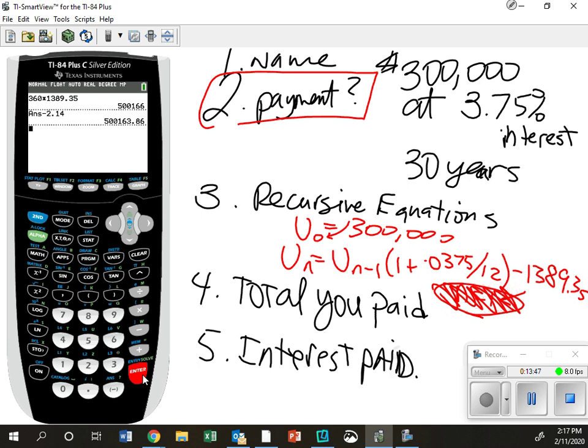So do you get that you paid them way more than the $300,000 for the house? Because you had to pay interest. All right. So then what was the interest? And I'm just going to subtract 300,000. Yep. And there it is. 200,163.86. Do you get that banks can make some good money on this?